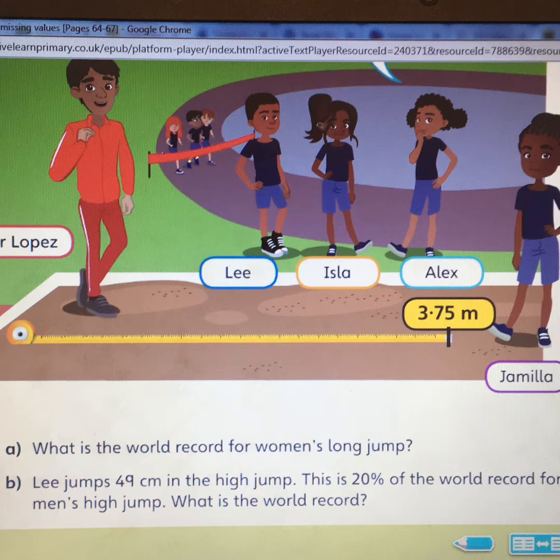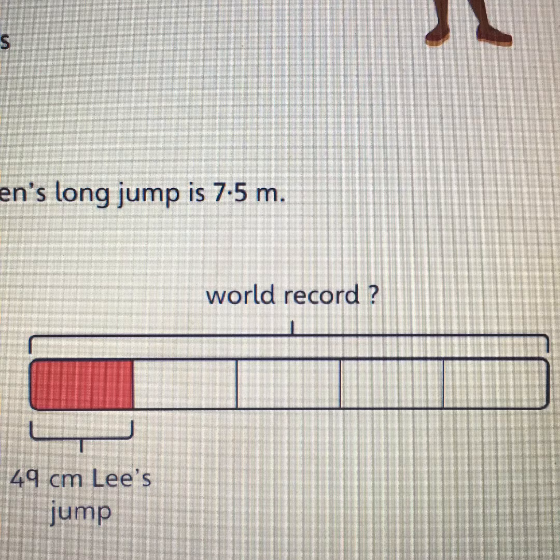So remember, 50% is the same as a half. So you're going to draw a bar in half. What is 20% the same as a fraction? 20%. Well, hopefully you've drawn a bar model that looks a bit like this. 20% is the same as 1/5, because 20% is the same as 20 over 100, which is the same as 2 over 10, which if you simplify that further is 1 over 5. If you times 20 by 5, you get to 100. So 20% is equivalent to 1/5.